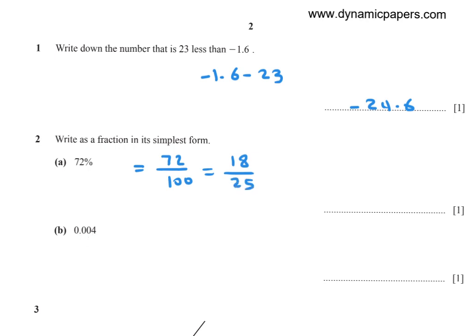0.004 as a fraction. First, 4 over 1000. You can simplify more. So 1 over 250.